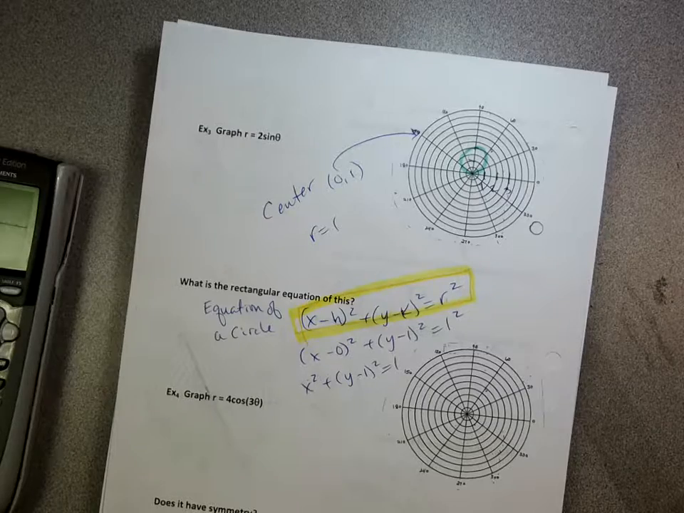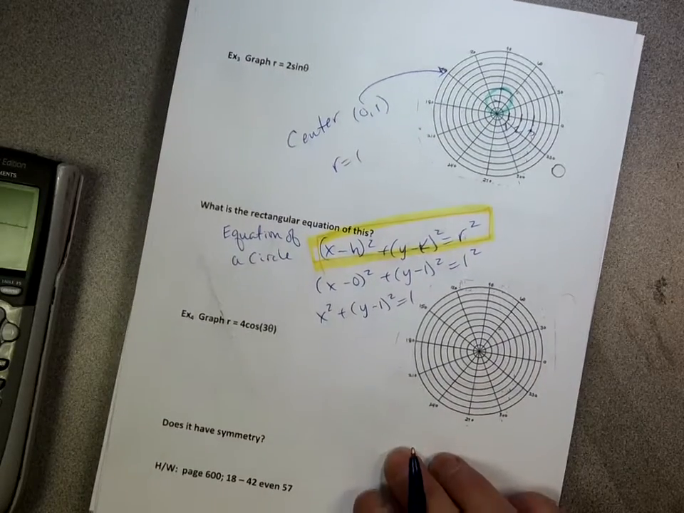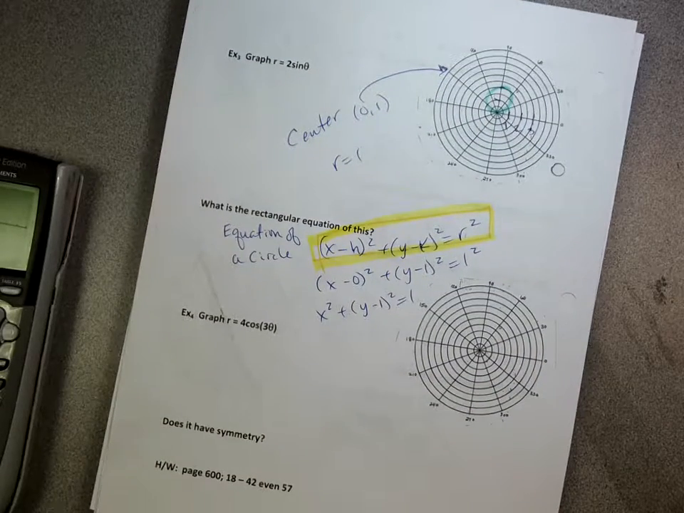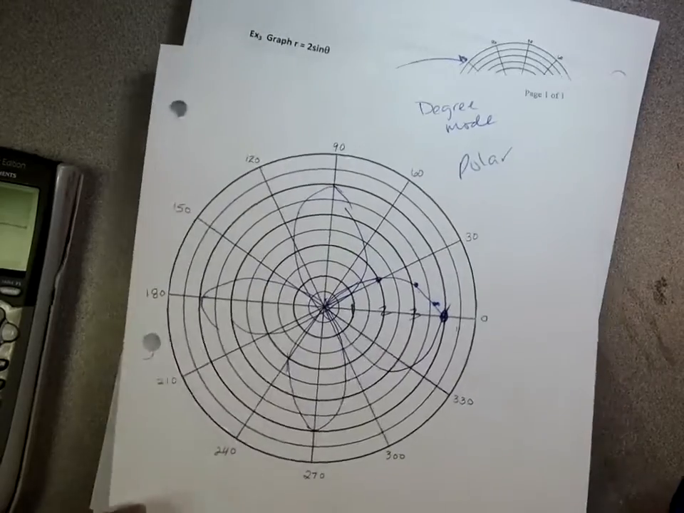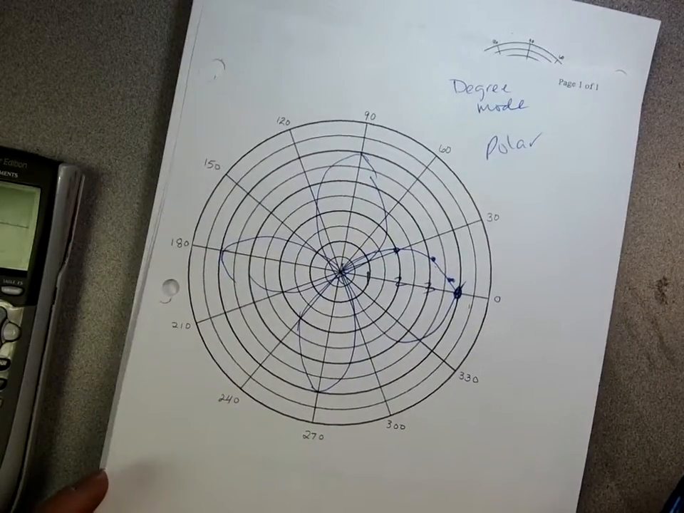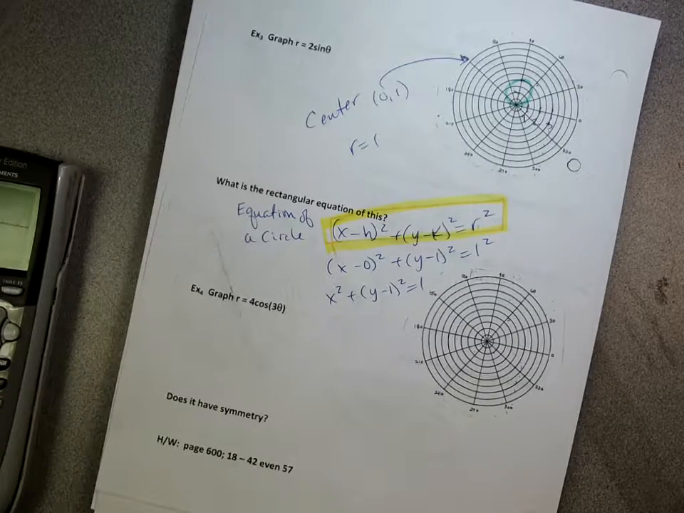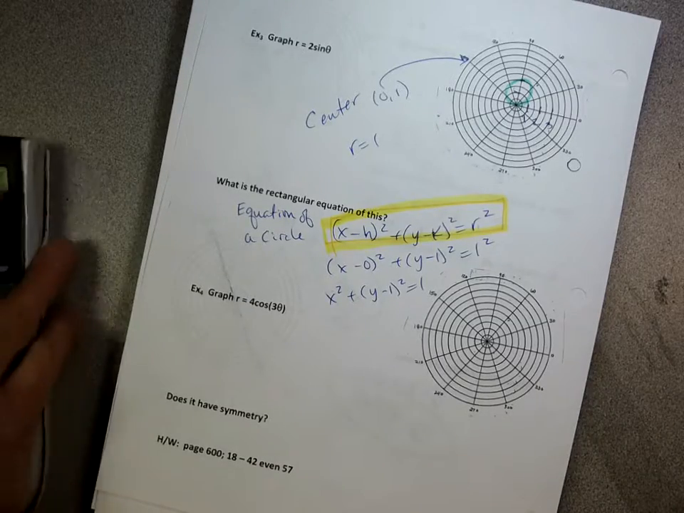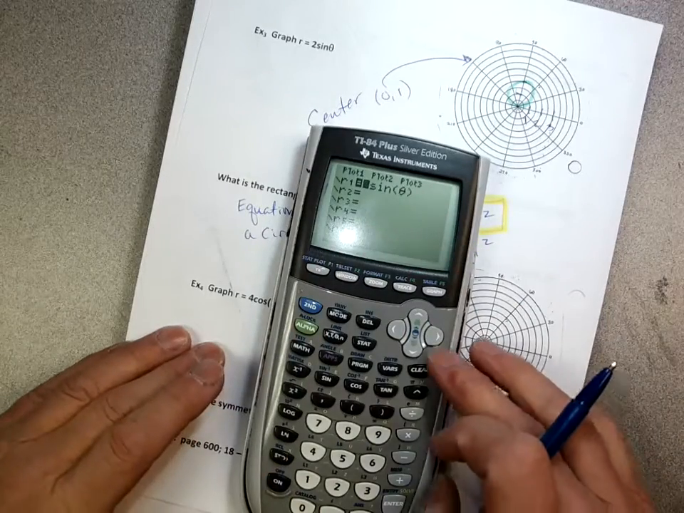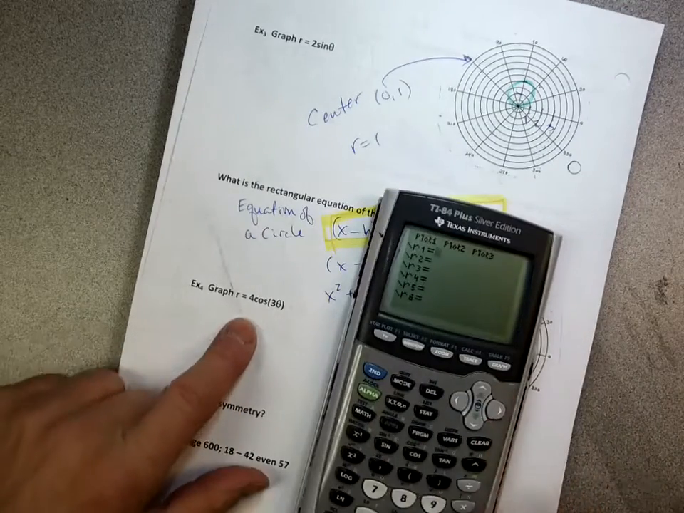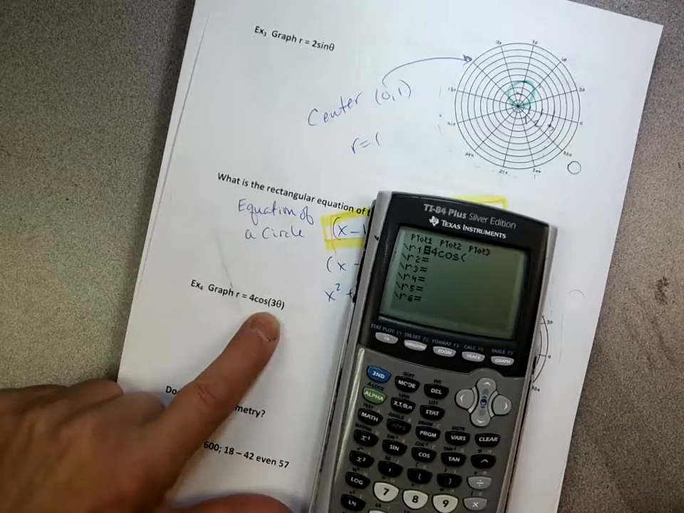Alright, last one. r equals 4 cosine of 3 theta. Now we did the one in our warm-up with the 2 theta, and it looked like this, right? So 3 theta, what do you think? Any guesses what's going to happen with 3 theta instead of 2 theta? It's going to have more flowers, isn't it? It's going to have more petals. Let's check it out. So let's go ahead and go 4 cosine of 3 theta.